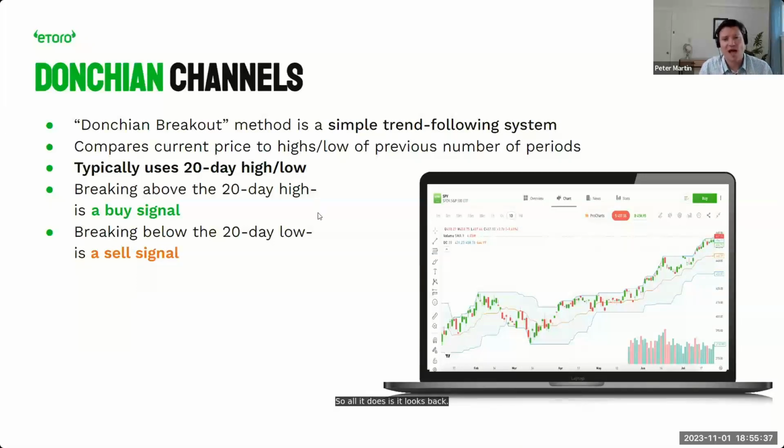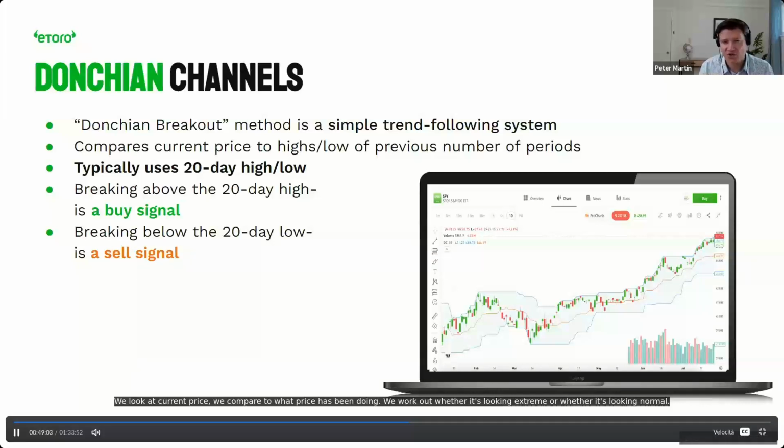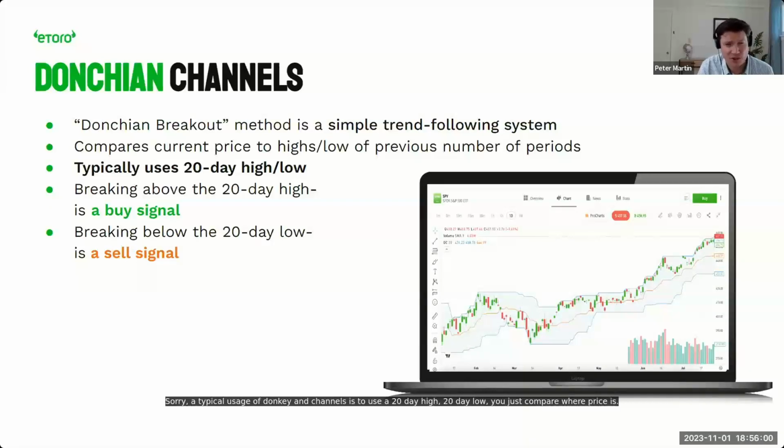All it does is look back and compare current price to the highs and lows over a previous number of periods. All of these methods are effectively price look-backs. We look at current price, compare it to what price has been doing, and work out whether it's looking extreme or normal. A typical usage of Donchian channels is a 20-day high and a 20-day low. If the price is between them, you don't do anything. But if the current price goes higher than the highest high of the previous 20 days, that's a buy signal. If it goes lower than the lowest price we've seen in the previous 20 days, that's a sell signal.